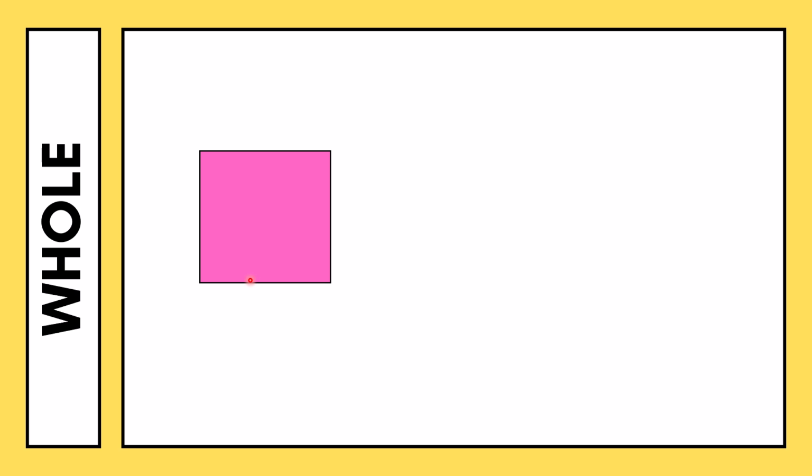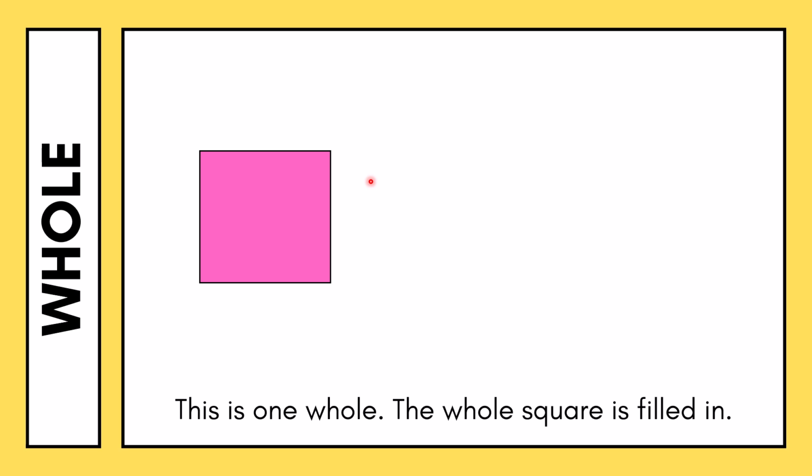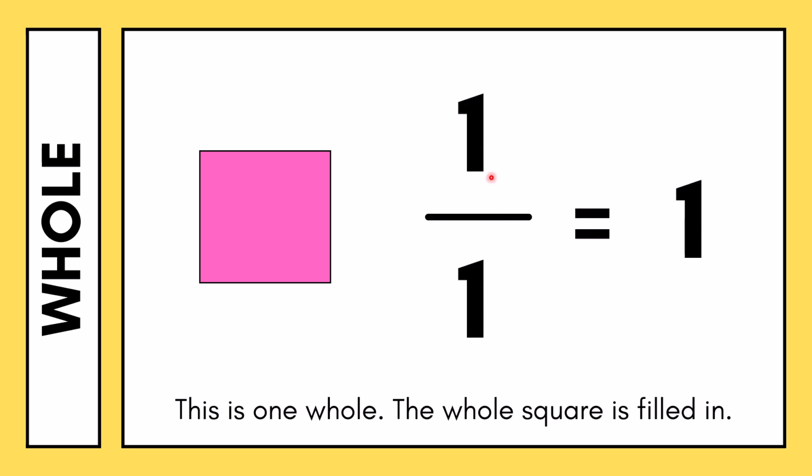Yes. So we know here that the total number of parts is only 1, right? And one part is shaded over here. So we will write it as, yes, 1 upon 1. One part is shaded out of one part. So one whole is there, right? This is the whole square and the whole square is filled pink. So we will write it as 1 upon 1, which is nothing but equal to 1. Great going, kids.